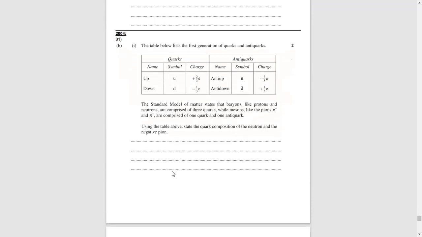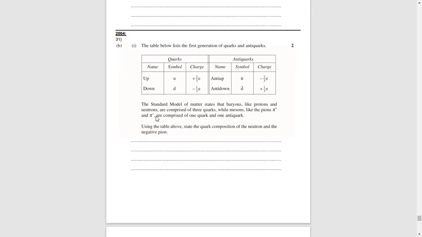Okay, here, the table below shows the first generation of quarks and antiquarks. So these are the first ones theorized. The standard model states that baryons like protons and neutrons are composed of 3 quarks, while mesons are composed of 1 quark and 1 antiquark. So state the quark composition of the neutron and the negative pion. Okay, so for the negative pion, you've got 1 quark and 1 antiquark. So it's negative.